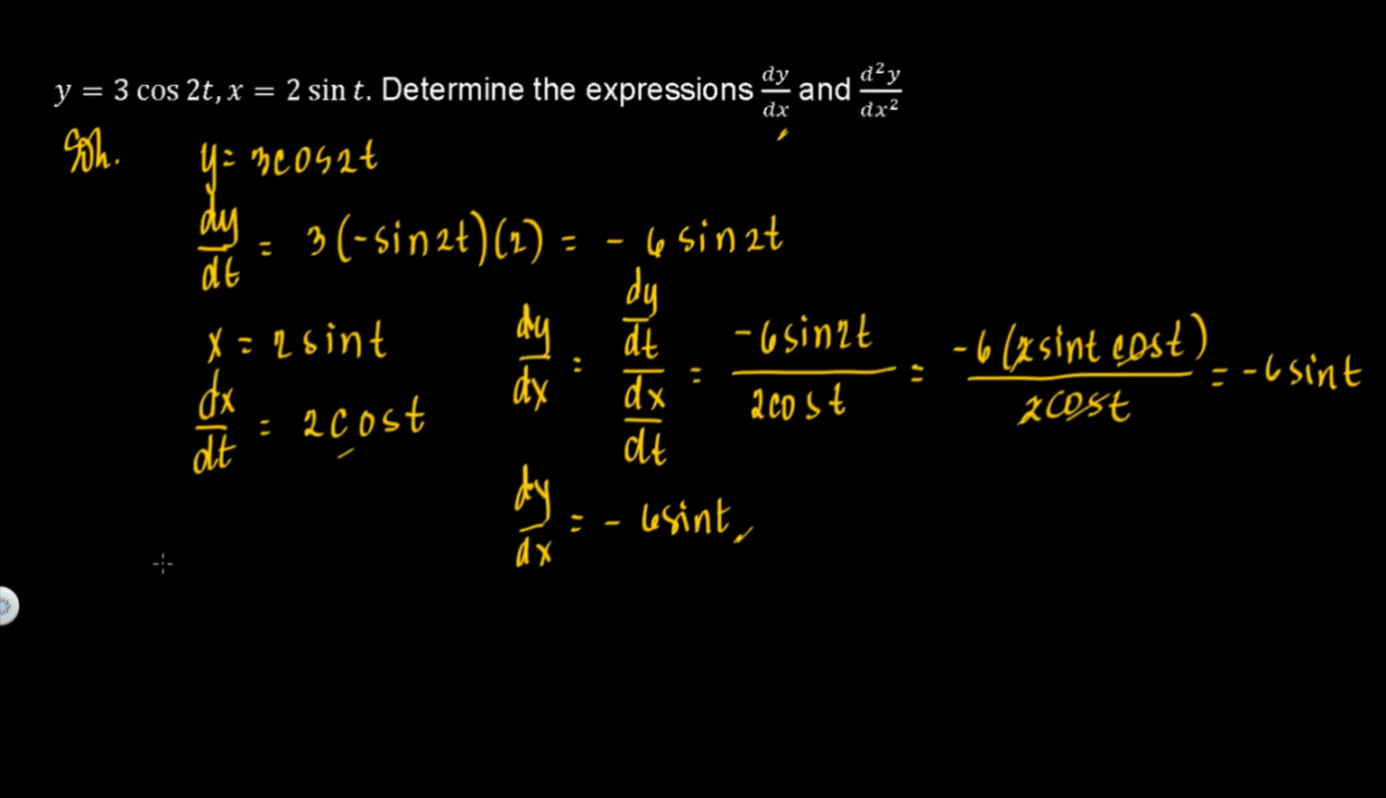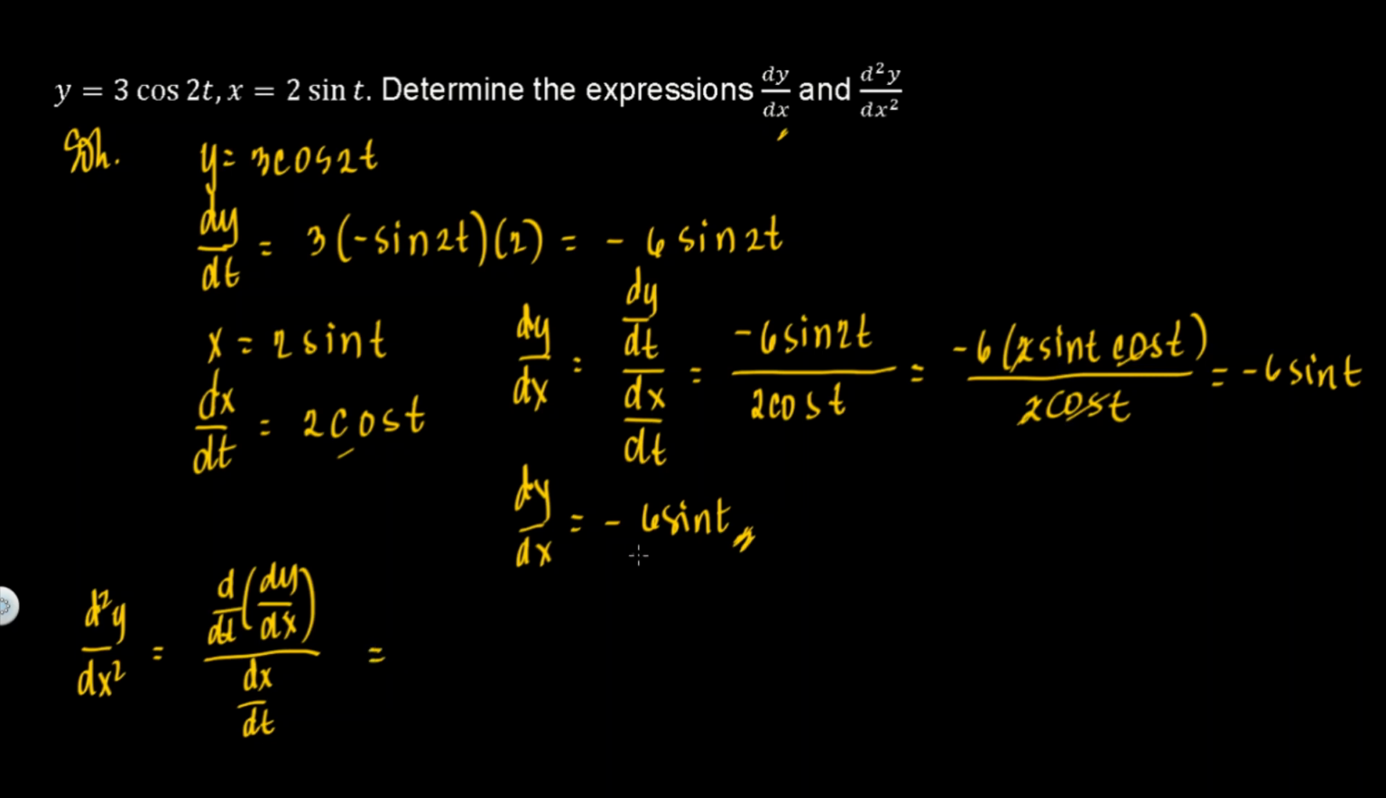Second derivative of y with respect to x. So d square y over dx square is equal to the derivative, let's repeat up there, of dy over dx with respect to t, over dx over dt. So we recall the theta from what we did earlier. So we will differentiate dy over dx with respect to t.